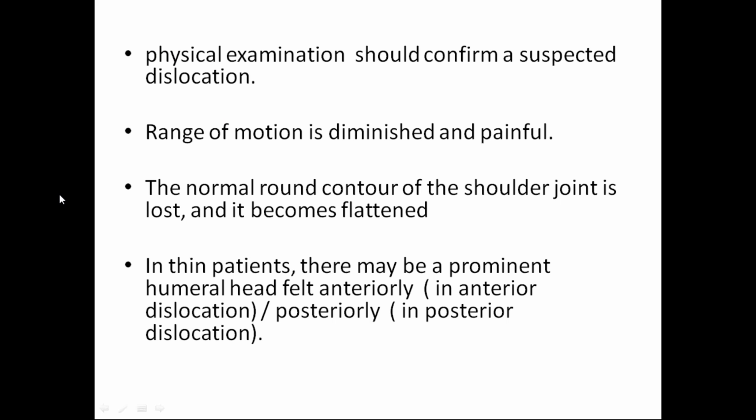Diagnosis is mainly confirmed by physical examination and radiological examination. Physical examination should confirm a suspected dislocation. The range of motion is diminished and painful. The normal round contour of the shoulder joint is lost in case of shoulder dislocation and it becomes flattened. In thin patients, there may be a prominent humeral head felt anteriorly in anterior dislocation, posteriorly in posterior dislocation.